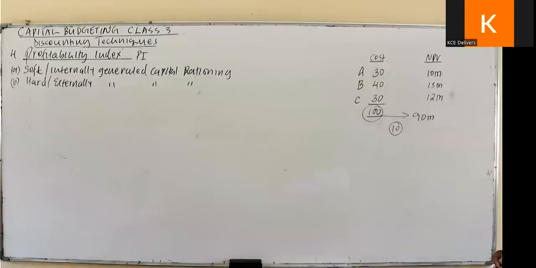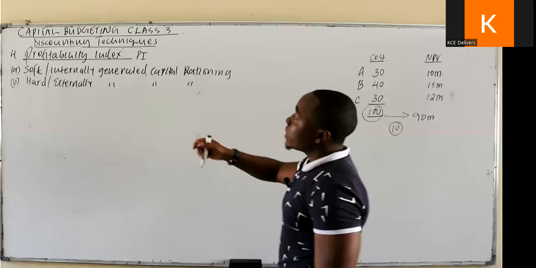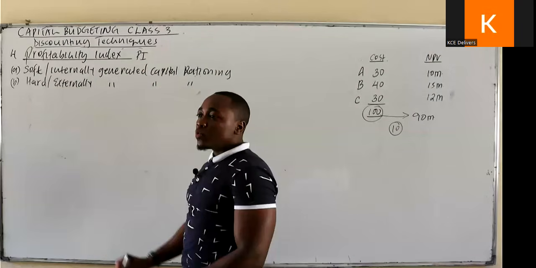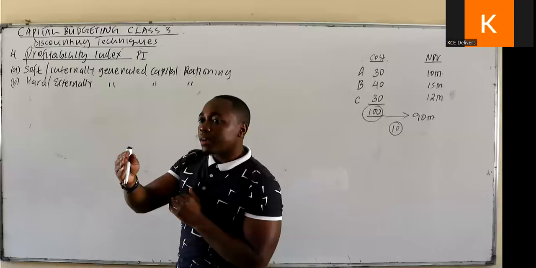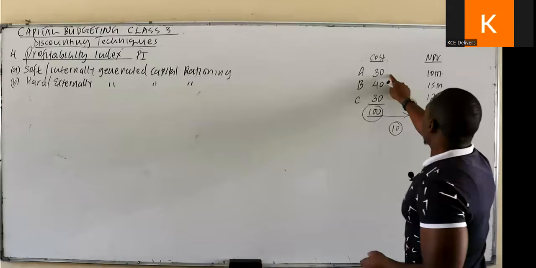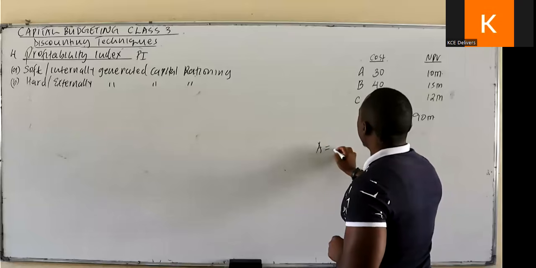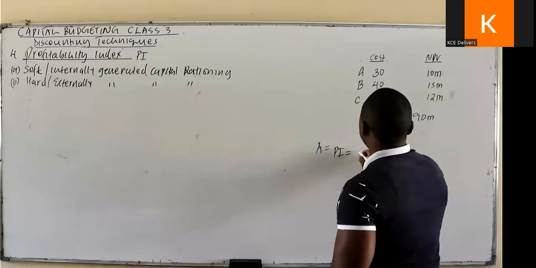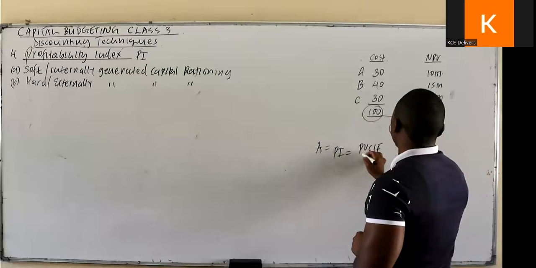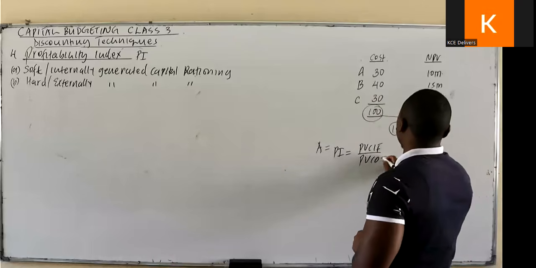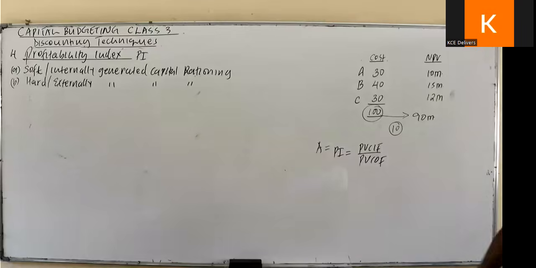So what happens now is that you evaluate using the profitability index to look at the ratio of the input and the output. For example, if you take project A, can you give me the profitability index of project A? It is the present value of cash inflow divided by the present value of cash outflow. Can you compute for me for A? Give me the profitability index.